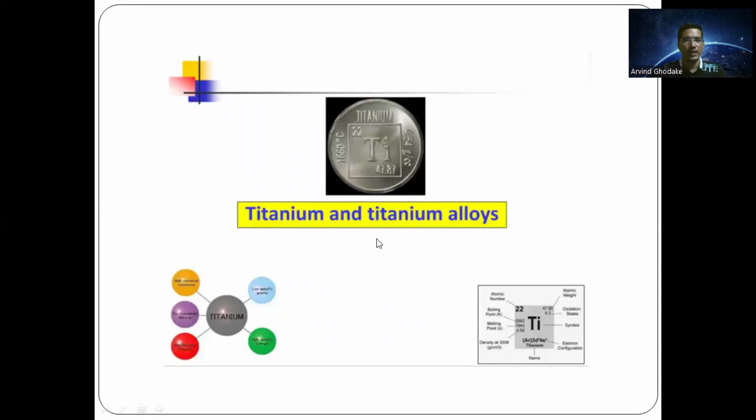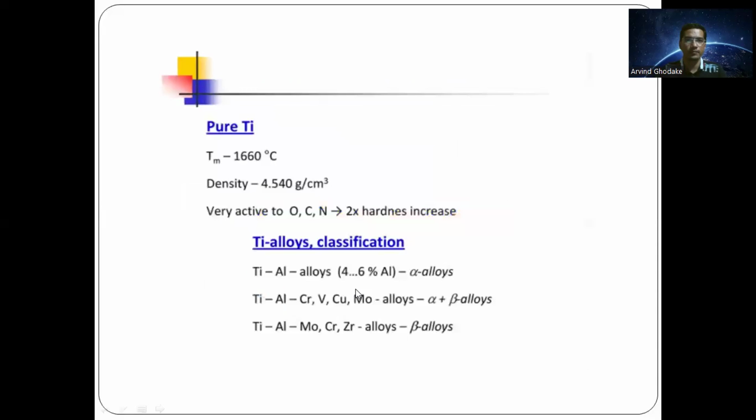Next is titanium and its alloys. Pure titanium has a melting temperature of 1660 degrees and a density of 4.54 gram per centimeter cube, and is very active to oxygen, carbon and nitrogen. So the hardness increases two times.